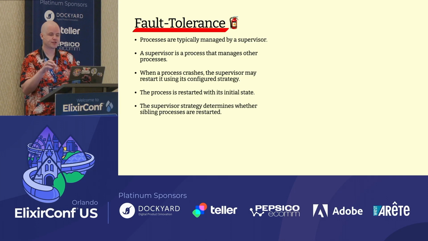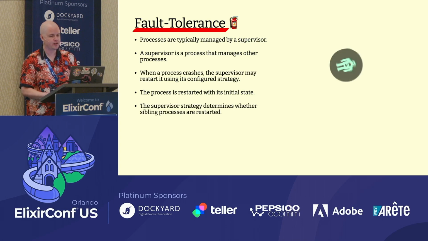And whenever a process crashes underneath the supervisor, it can restart that process and/or its siblings, depending on how you configure it. So the process is restarted with its initial state, so it may be doing a database call or resetting up its state if it needs to restart. And the supervisor determines whether any of the siblings are restarted at the same time.